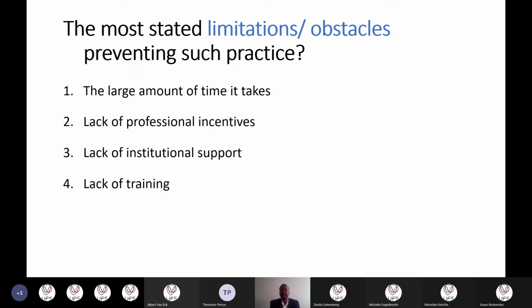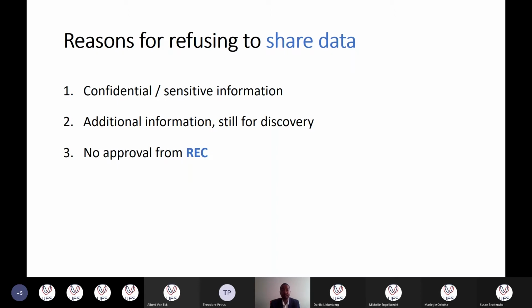And those who claim some obstacles that are preventing them from good practice claim that it takes a lot of time. Of course it does, and it should, but we must invest time in it. They talk that there is lack of professional incentives. I don't know if I would agree with that. There's lack of institutional support. We have talked about this as well as training. So the institutions can really come to the party here.